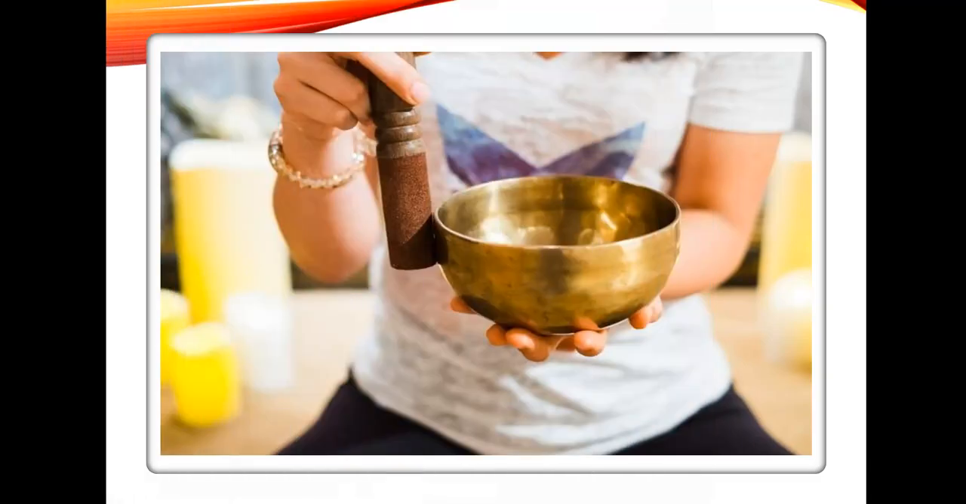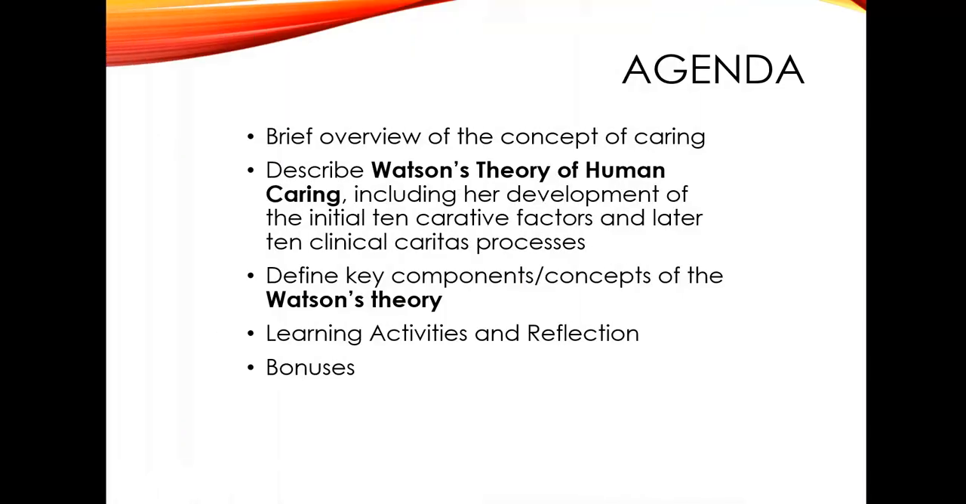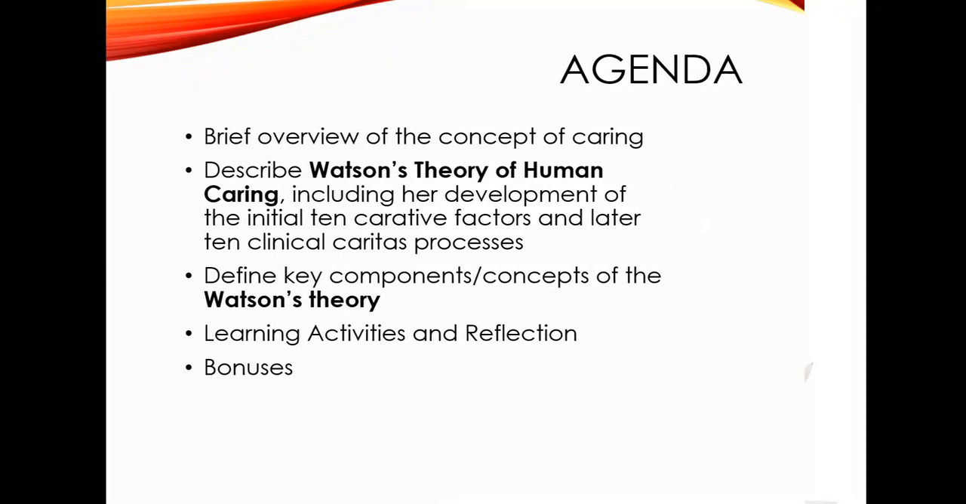Okay, today we're going to be talking about Jean Watson. So the agenda is briefly a review of the concepts of caring, describe Watson's theory of human caring, including her development of the initial 10 curative factors, and then later switching to 10 clinical curative processes. Define the key concepts of the Watson theory, a learning activity and reflection that you can do on your own, and stay tuned because I have a bonus for you.